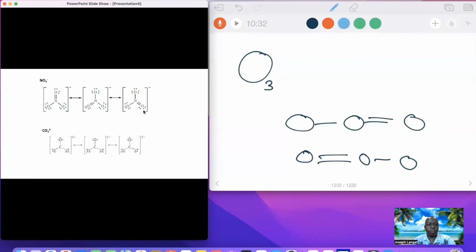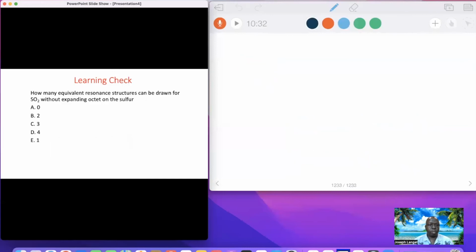If you take note of these structures, they only differ by the position of the double bond. If you look at the first one, oxygen at the top, on the side. Likewise for carbonate ion, the position of the double bond changes. We call those Lewis structures.